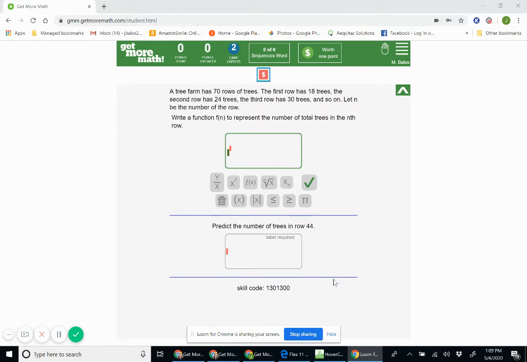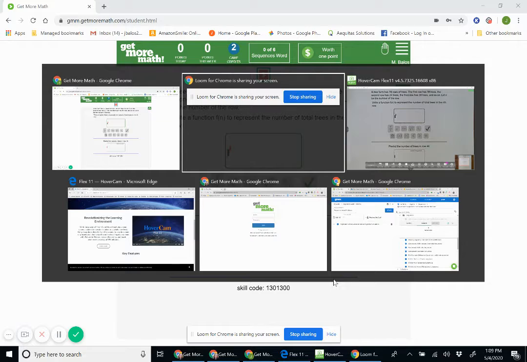I got my Hover Cam from school this week, so I'll be able to do some writing on that. We'll see how that works out. I'm a little nervous about it.